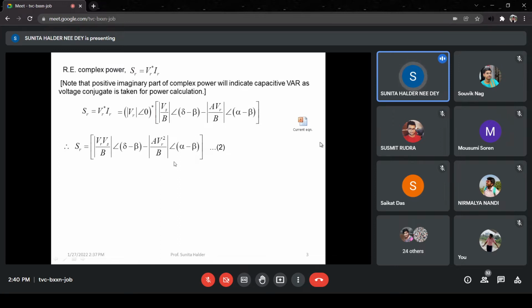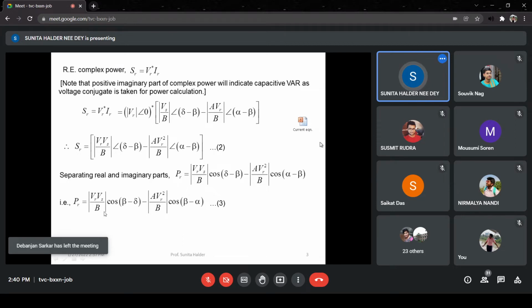From there, if we extract the rectangular form and separate the real and imaginary parts, then we can get the active power and reactive power. In a simple way, the cosine part will give you the real power and the sine part will give you the imaginary power. So this is the PR, and similarly, this is the QR. Now PR you see: VR Vs by B cos of delta minus beta, minus A VR square by B cos of alpha minus beta.